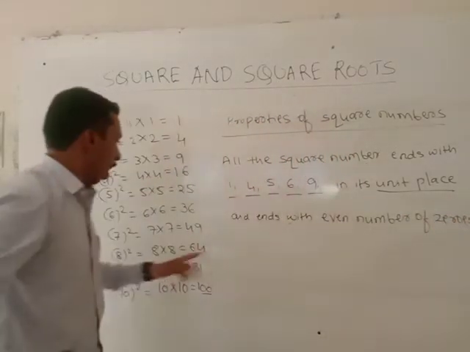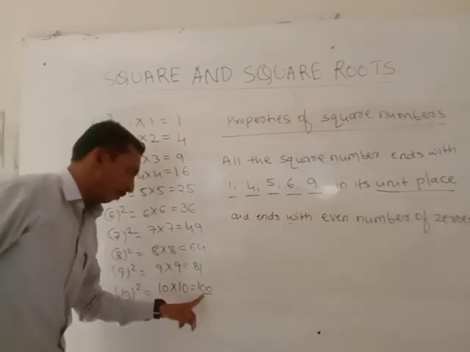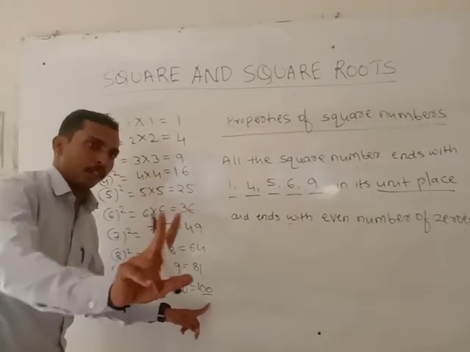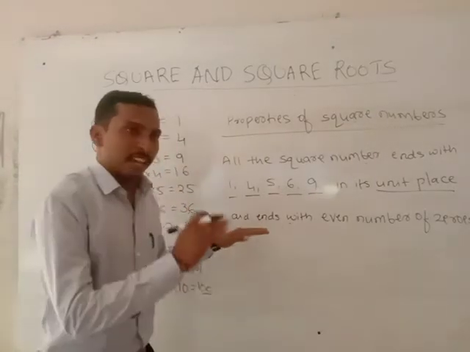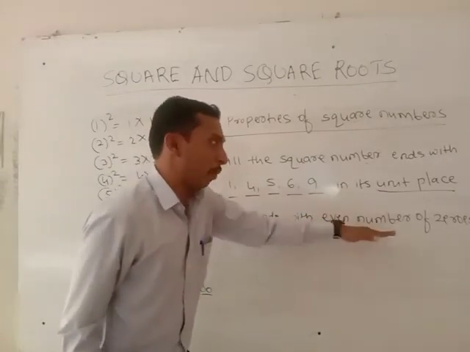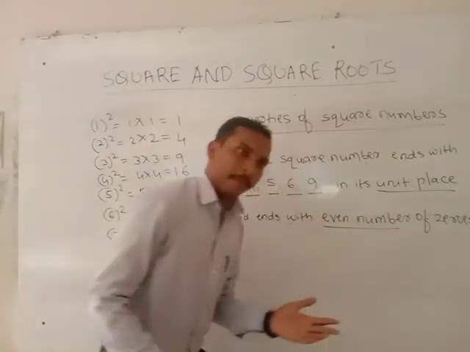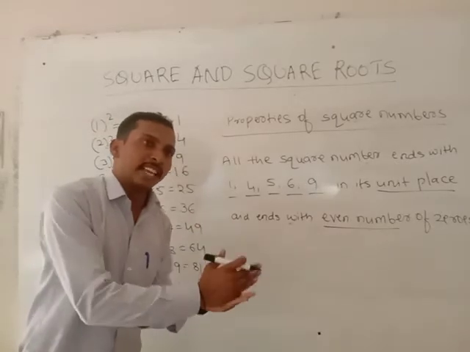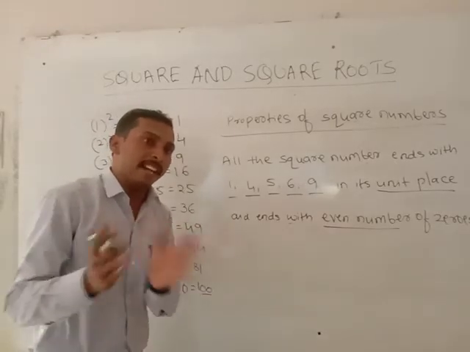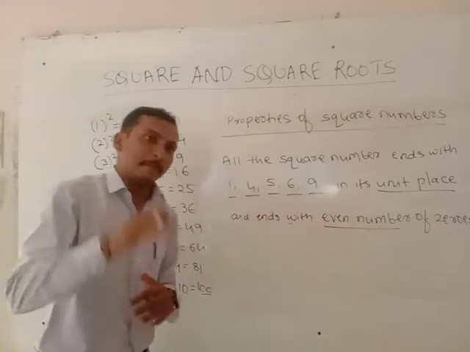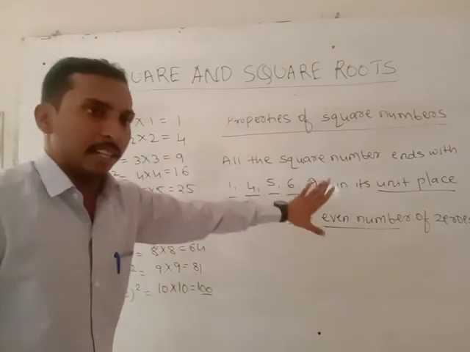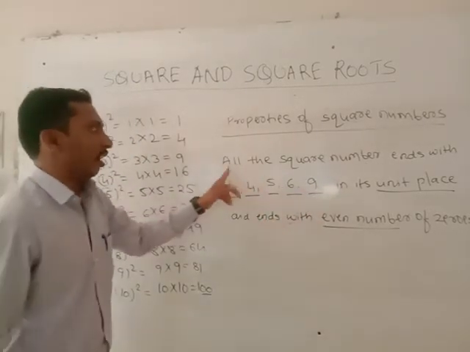Look here. How many zeros does 100 have? Here it is 2 zeros. It means numbers are square numbers if they end with an even number of zeros. Even number means 2, 4, 6, 8, 10, whatever. That many zeros are there, then those numbers are called square numbers. It is easy to identify.